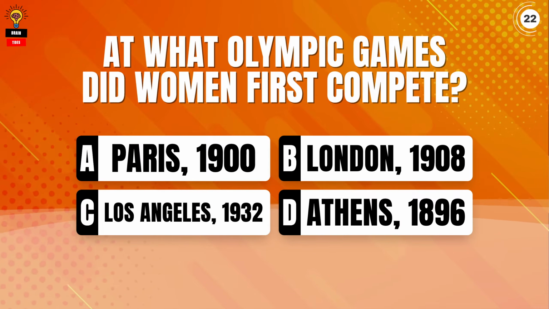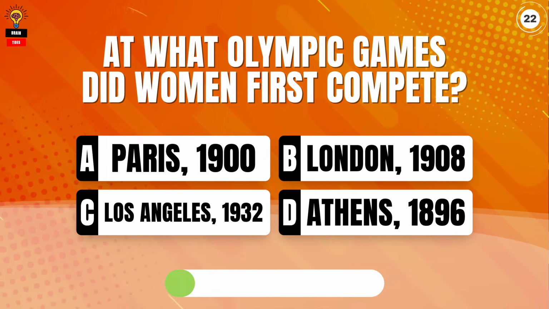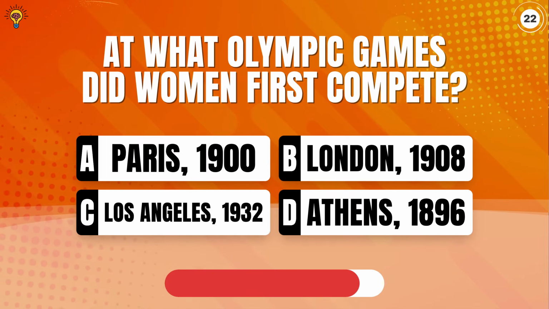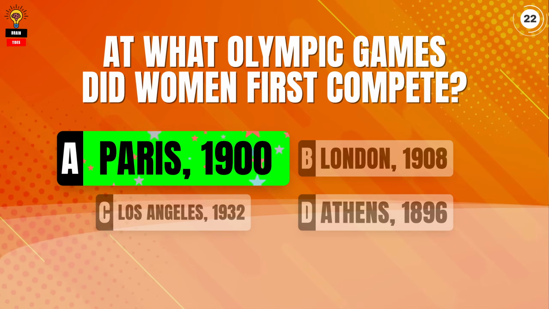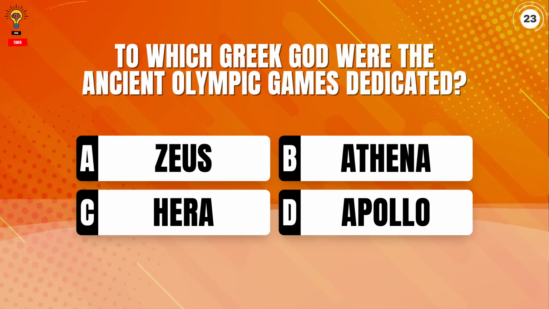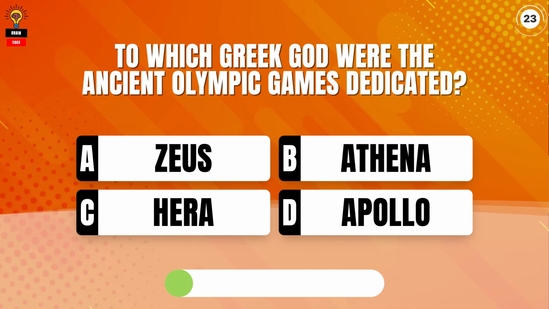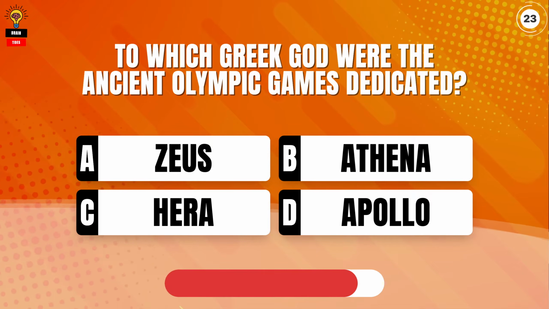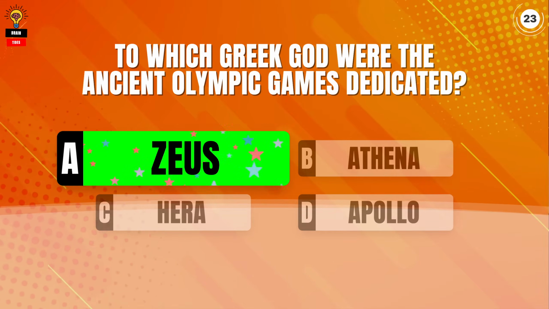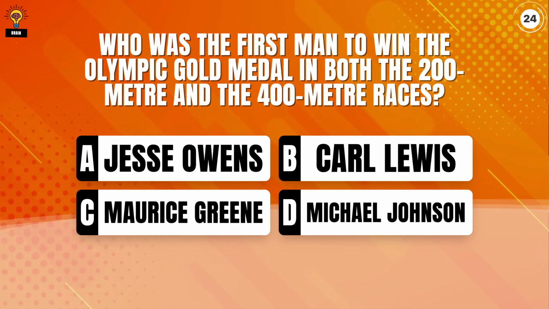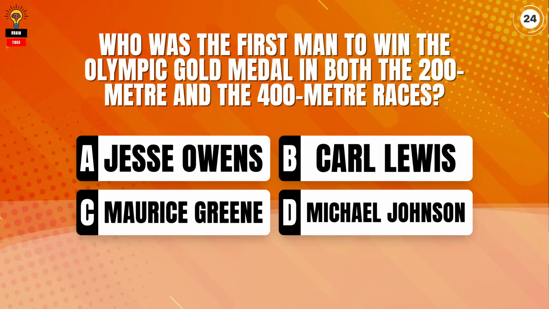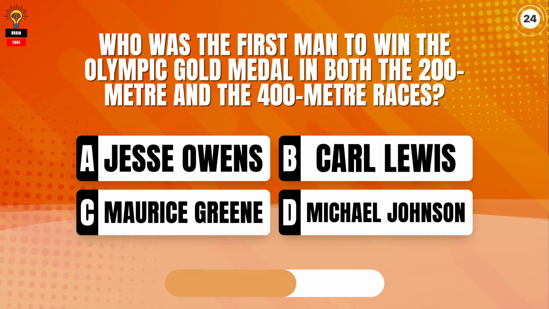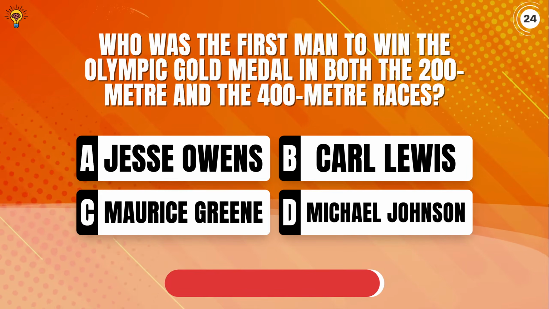At what Olympic Games did women first compete? Paris, 1900. To which Greek god were the ancient Olympic Games dedicated? Zeus. Who was the first man to win the Olympic gold medal in both the 200-meter and the 400-meter races? Michael Johnson.